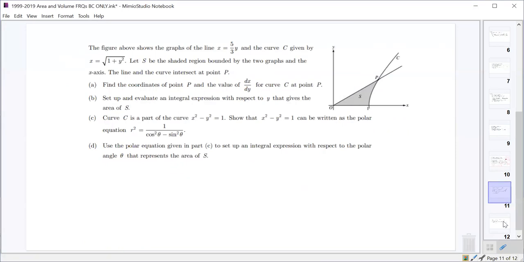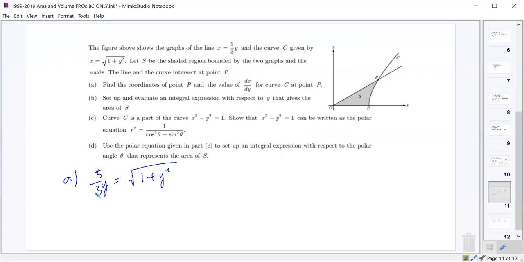Next one, we got x equals 5/3 y, and then x equals root 1 plus y squared, and S is the shaded region between the 2 and the x-axis, and they intersect at some point P. So for this one, we wanted to find the coordinates of P to start with, and then the value of dx/dy for the curve at that point. So to find the coordinates of point P, you just need to set your 5/3 y equal to your √(1 plus y squared), and then solve that.